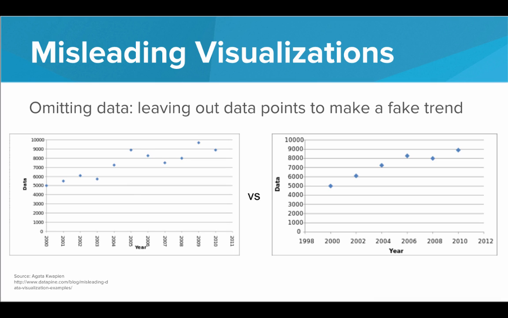Another way visualizations can be misleading is if you leave out certain data points. So here we have an example where we have the same data in both graphs. They're both the same data points, but in the graph on the right, we've actually left out every other year. And when you do this, it looks like the trend is going continually up. But if you include every single year, you see that the data is actually a bit more jumpy. It's not a consistent increase. It goes up and down. So omitting data can mislead you and make it look like there's a trend that doesn't exist.